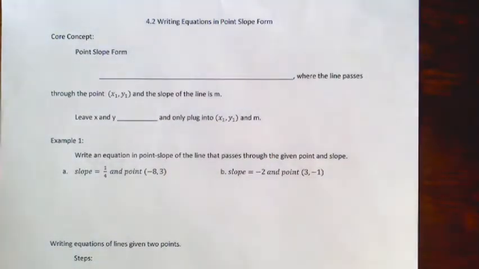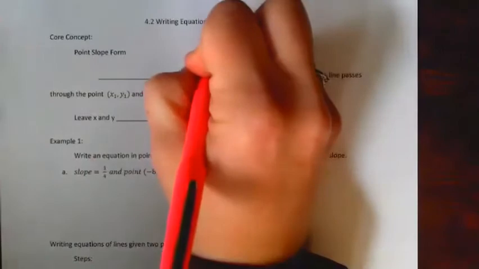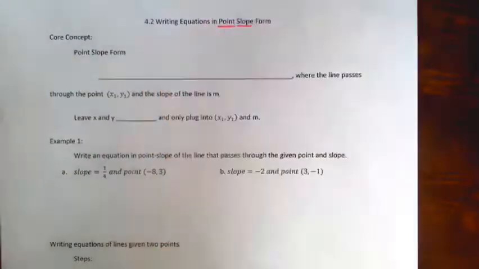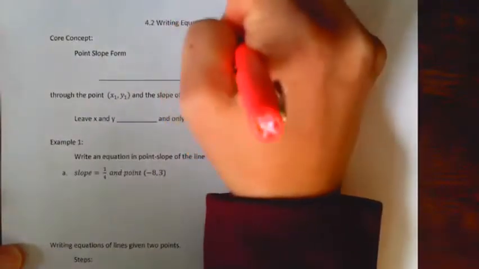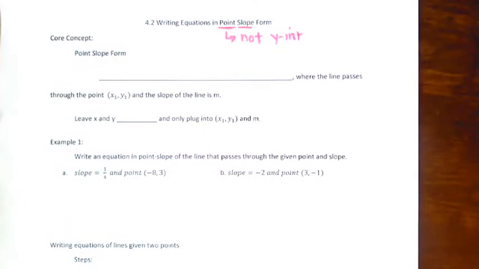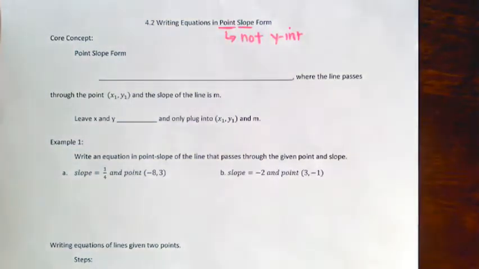One way to know: if you are going to write into slope-intercept form, you need to have a slope and you need to have the y-intercept. Point slope form is used when you have a point and a slope and the point is not the y-intercept. So if you're given a point and the slope, but the point isn't the y-intercept, you have to use point slope form.